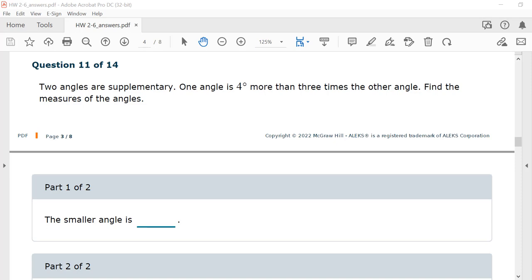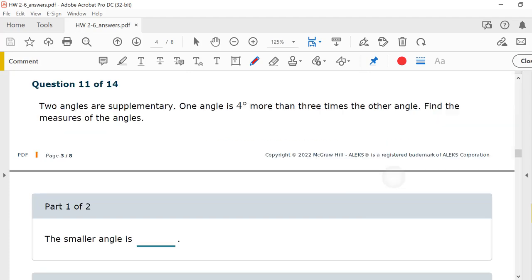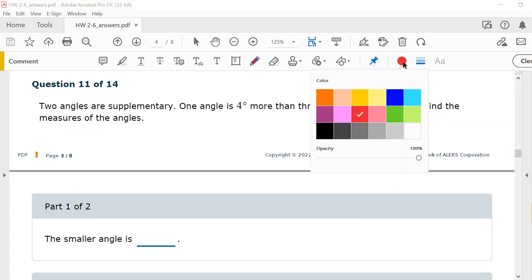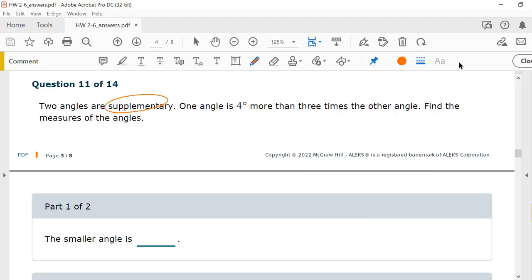Continuing with question number 11. Two angles are supplementary. What does supplementary mean? Supplementary means that they add up to 180. If they're supplementary angles, they add up to 180.